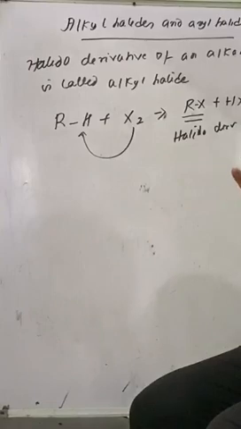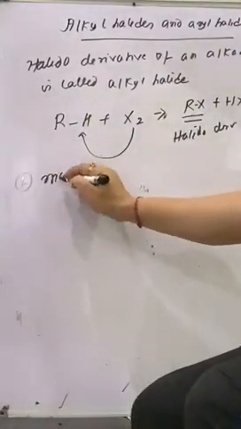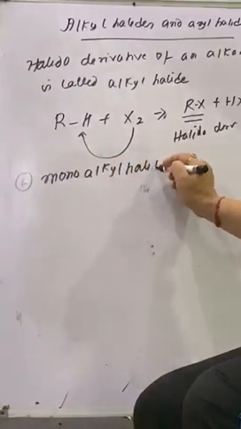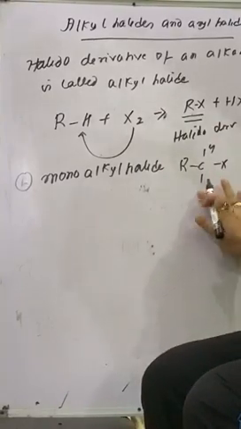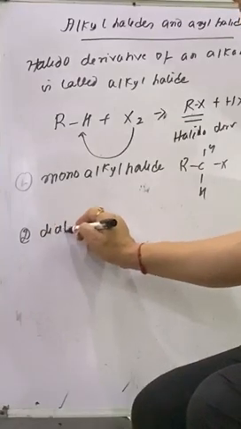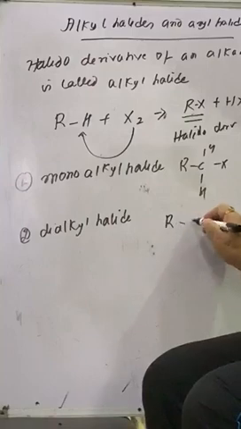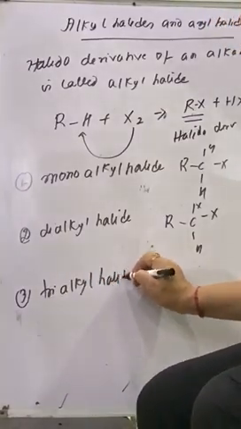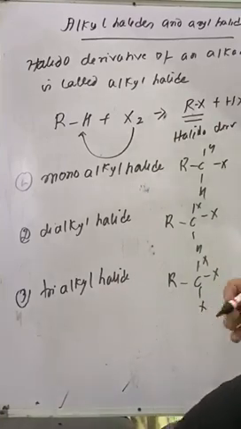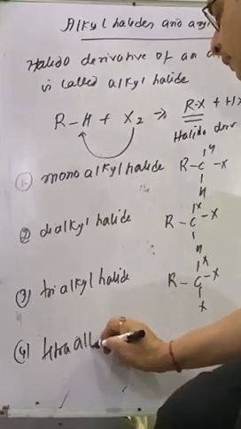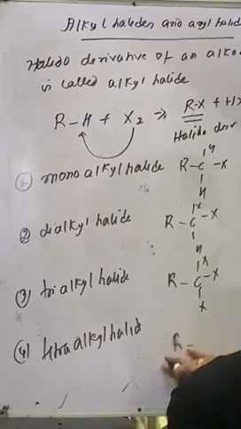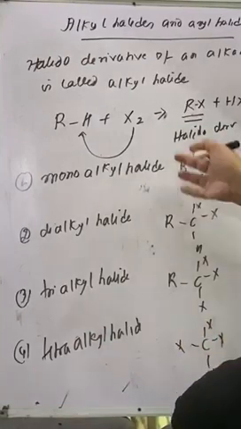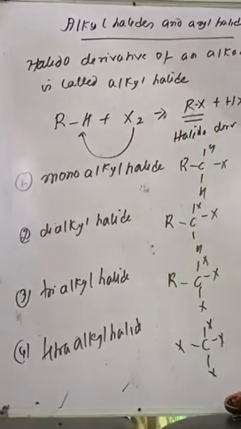So the halido derivative of an alkane is called alkyl halide and is divided into the following types: monoalkyl halide, that is RCH2X; dialkyl halide, that is RCHX2; trialkyl halide, that is RCX3; and tetraalkyl halide, that is CX4. If one halide is present, it is called a monoalkyl halide; two halides, a dialkyl halide; three halides, a trialkyl halide; four halides, a tetraalkyl halide.